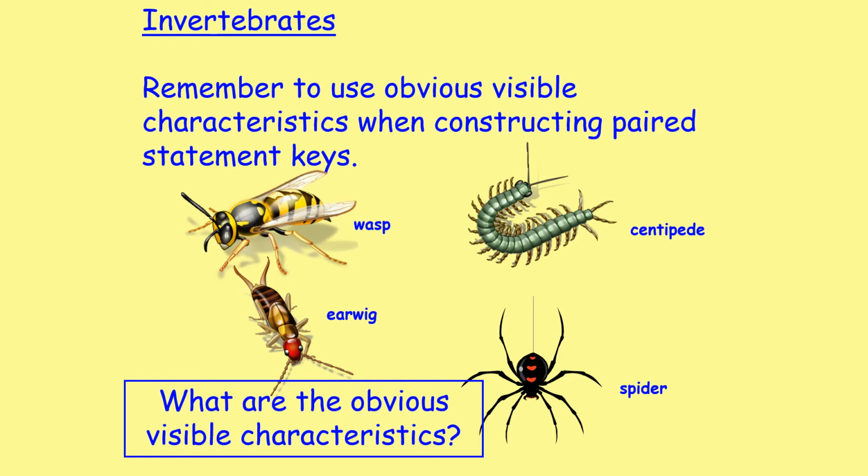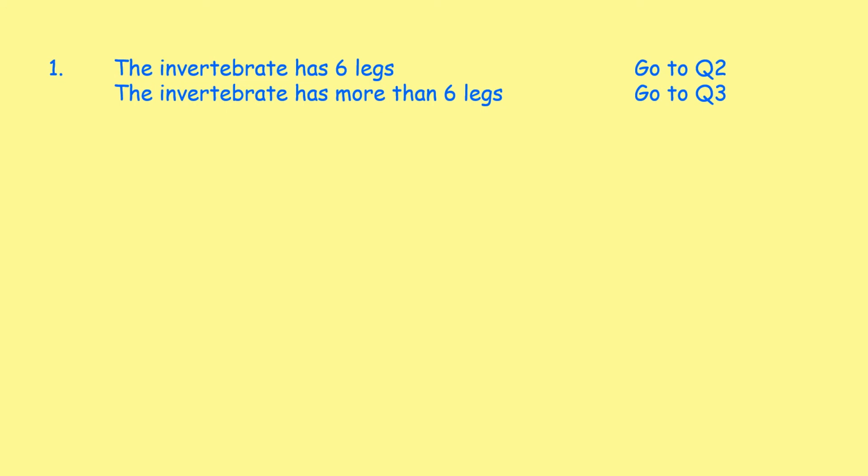So again, having a go at building a statement key, I've started off, as I did before, by splitting the group into 2 sections. My first question is, does the invertebrate have 6 legs, or does it have more than 6 legs? There were 2 organisms there that had 6 legs, and 2 organisms that had more than 6 legs. There was the earwig and the wasp, and then the centipede or millipede, whatever it is, and then the spider. Right this minute, because there are 2 organisms within each group, I can't identify down to a single organism, so I've got to put in another question.